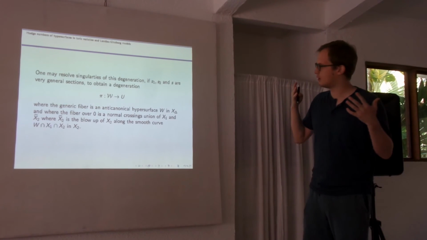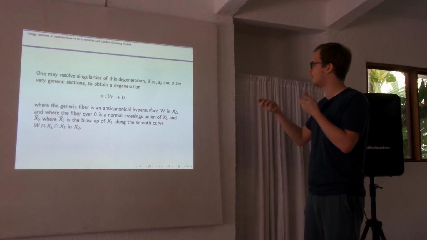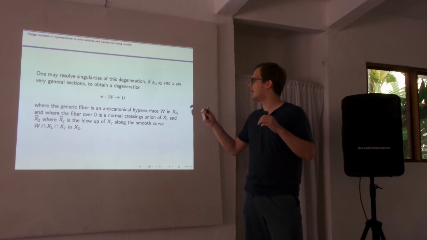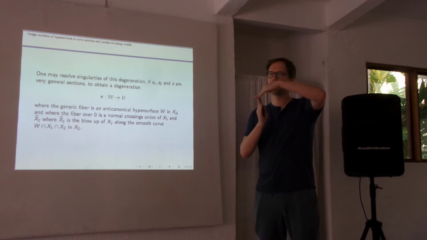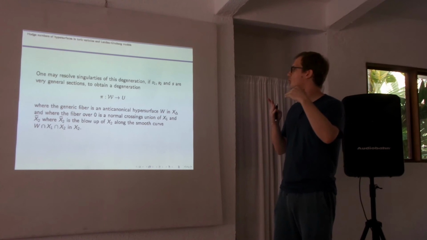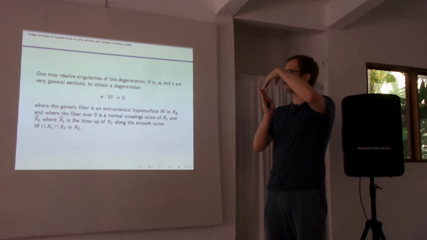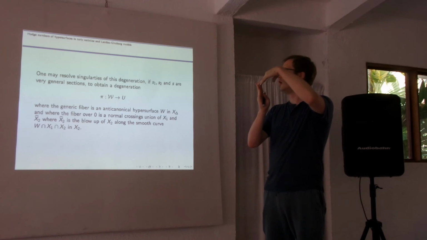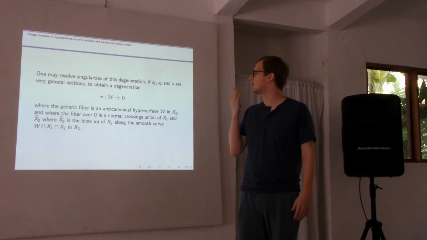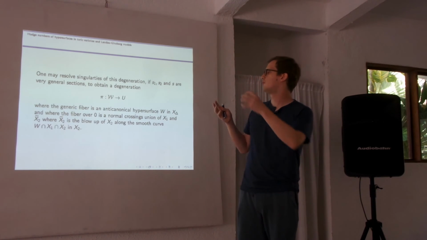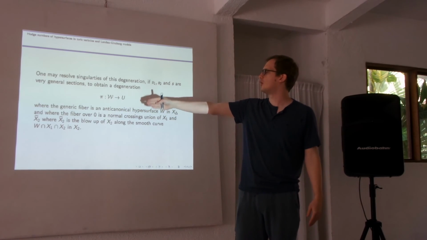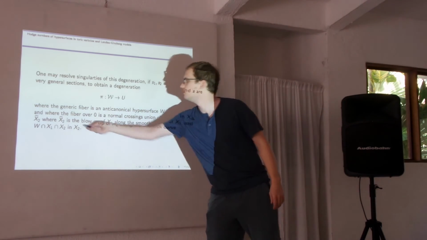Then we obtain a Tyurin degeneration, which I probably should have called Phi, where the generic fiber is the anticanonical hypersurface as before. But now the fiber over 0 is no longer just X1 union X2, but X1 meeting X2 tilde normal crossings along some divisor. X2 tilde is the blow up of X2 along some curve. I get it this way: it's W, the generic fiber intersect X1 and X2. Oh, this is X delta.